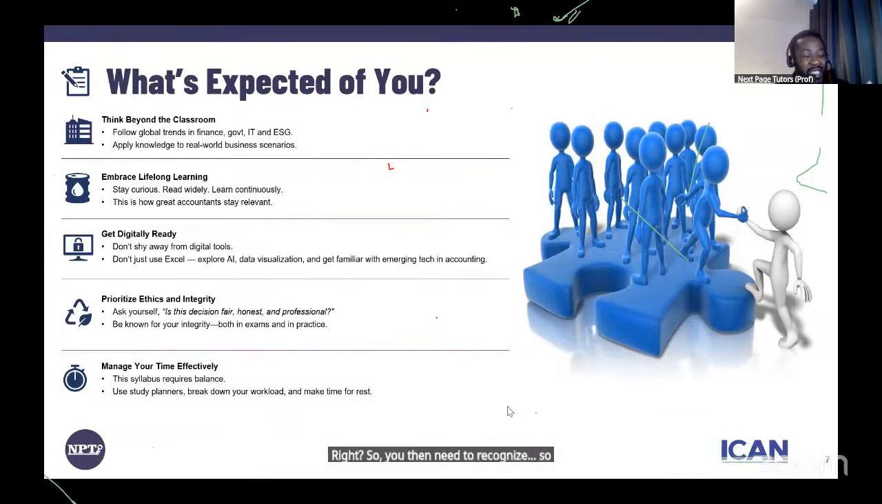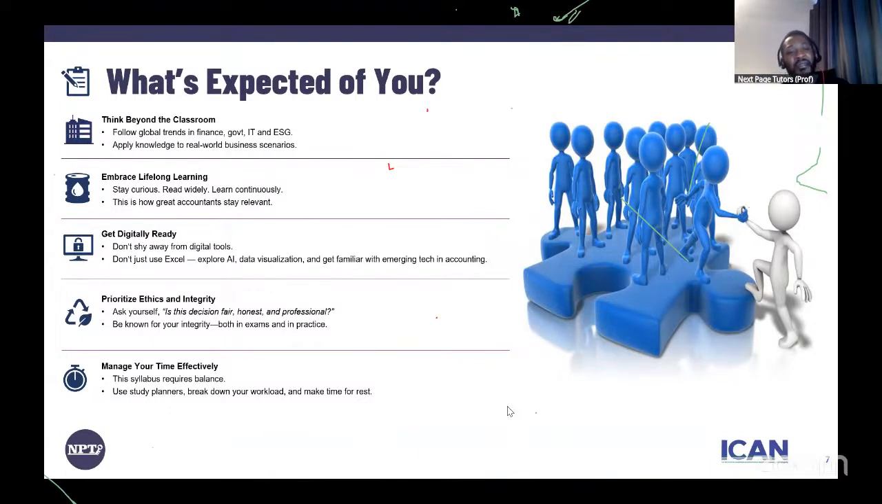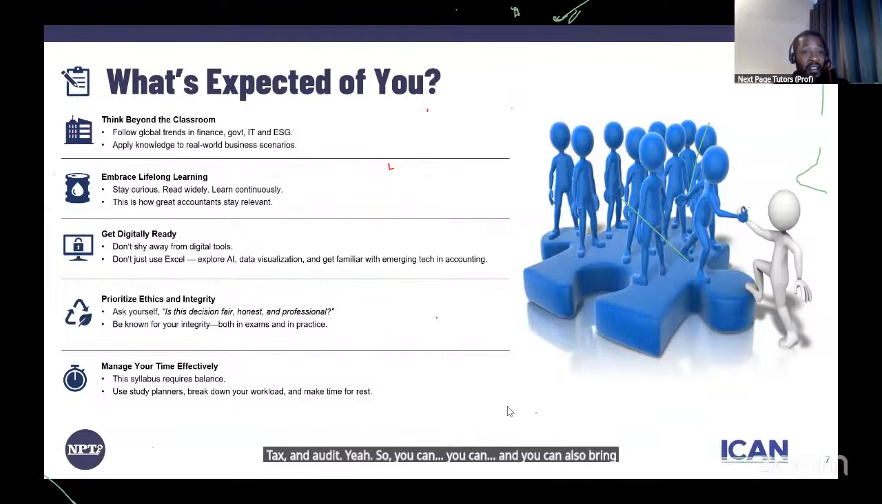In that case, you can easily do, let's say, PM, PSAF and FM. And then the next diet, you can do FR, tax, and audit. And you can also bring it forward. You can do FR, tax, and audit first before you do PM, FM, and PSAF. So those are the ways to combine.